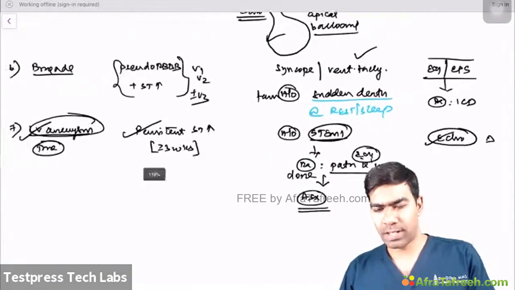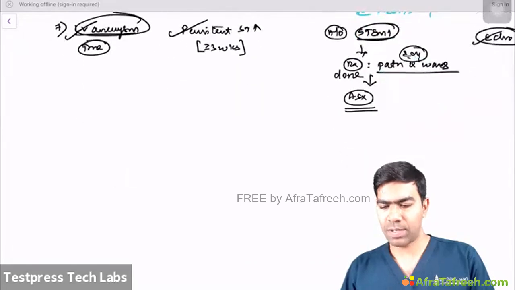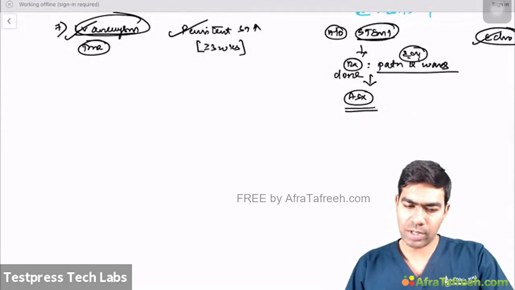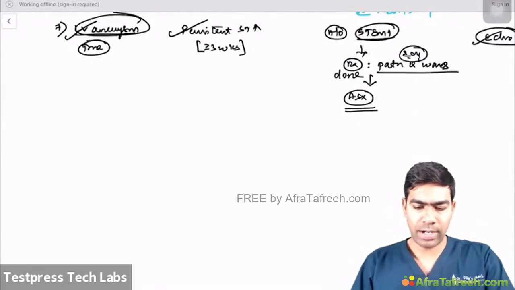Yes, an ST elevation of an LV aneurysm will always have a Q wave, because it's a completed infarct, because it's dead myocardium in that area. So there will be a Q wave. Correct, only what you're telling.